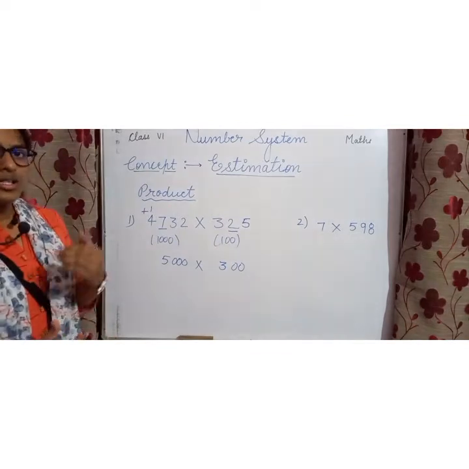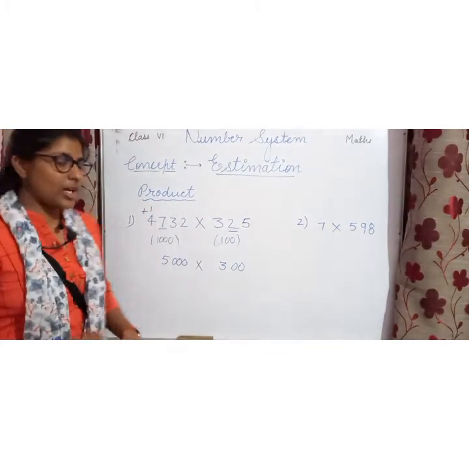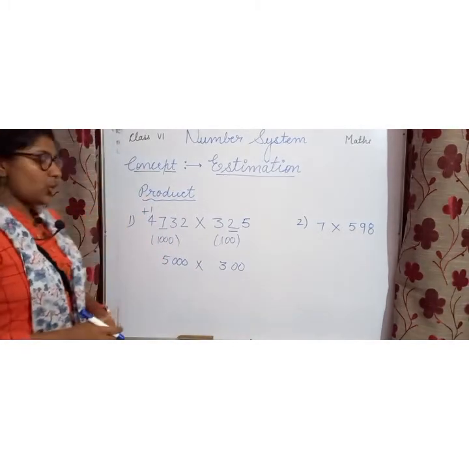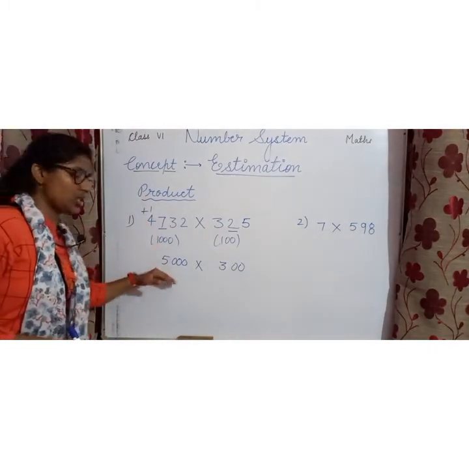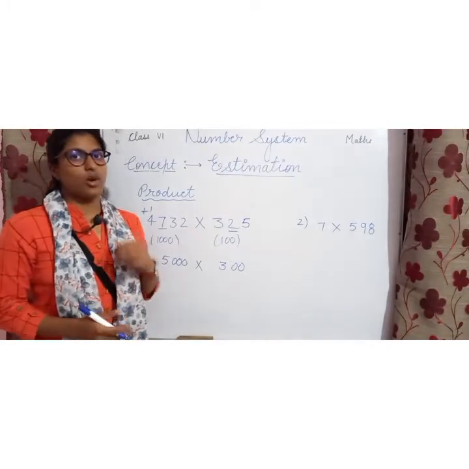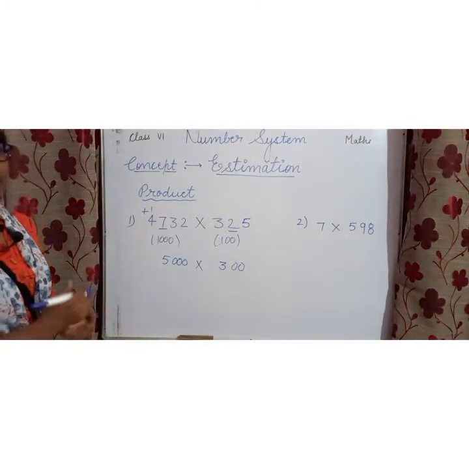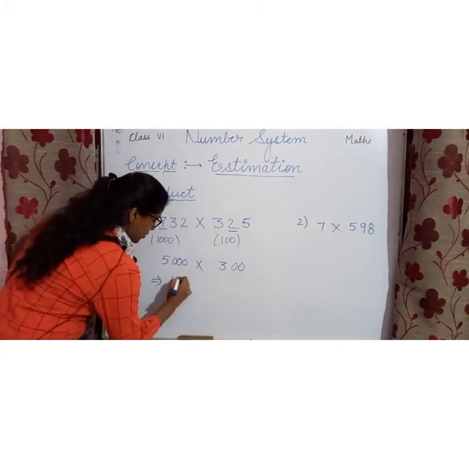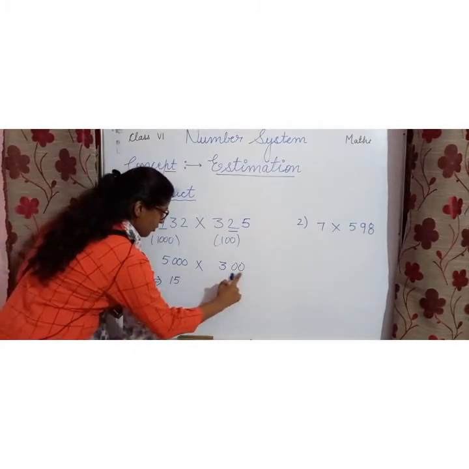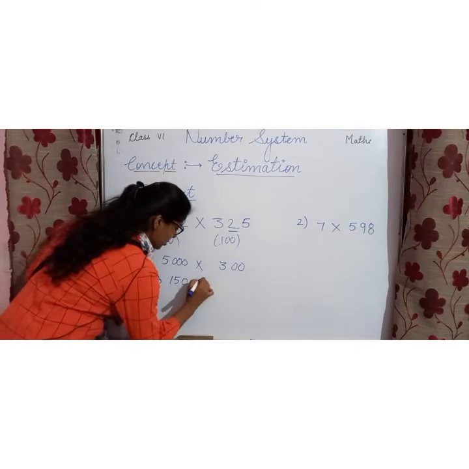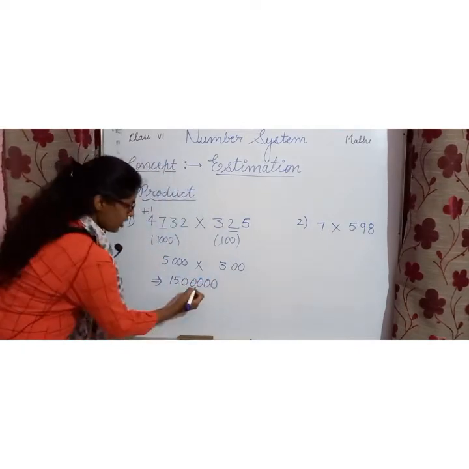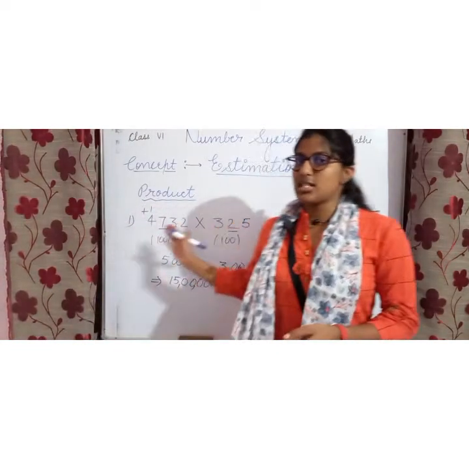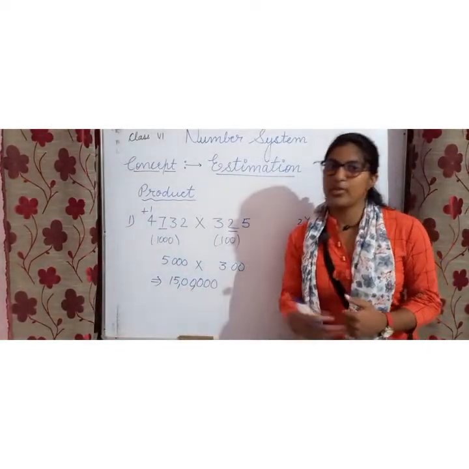Okay. Rule number 1 done: firstly we find the place values of these numbers. Rule number 2 done: we round off the given numbers according to the nearest place values. Now rule number 3, the product between them, multiply them. 5 threes are 15, and you have 1 2 3 4 5 zeros. So 15 lakh is your answer. The estimation of the product of both numbers is 15 lakh.